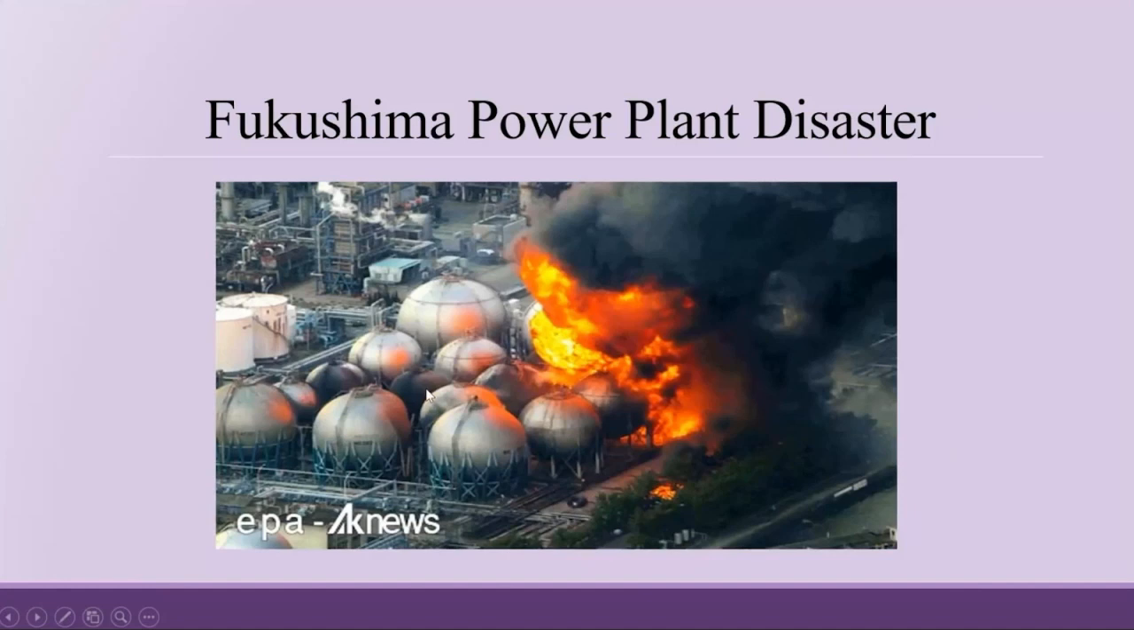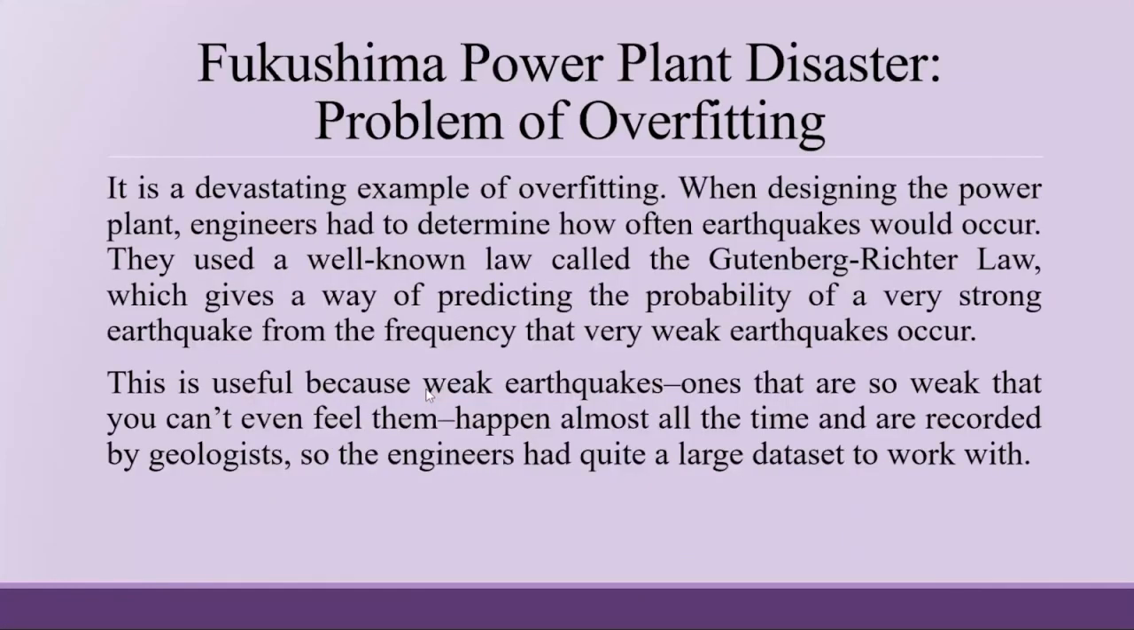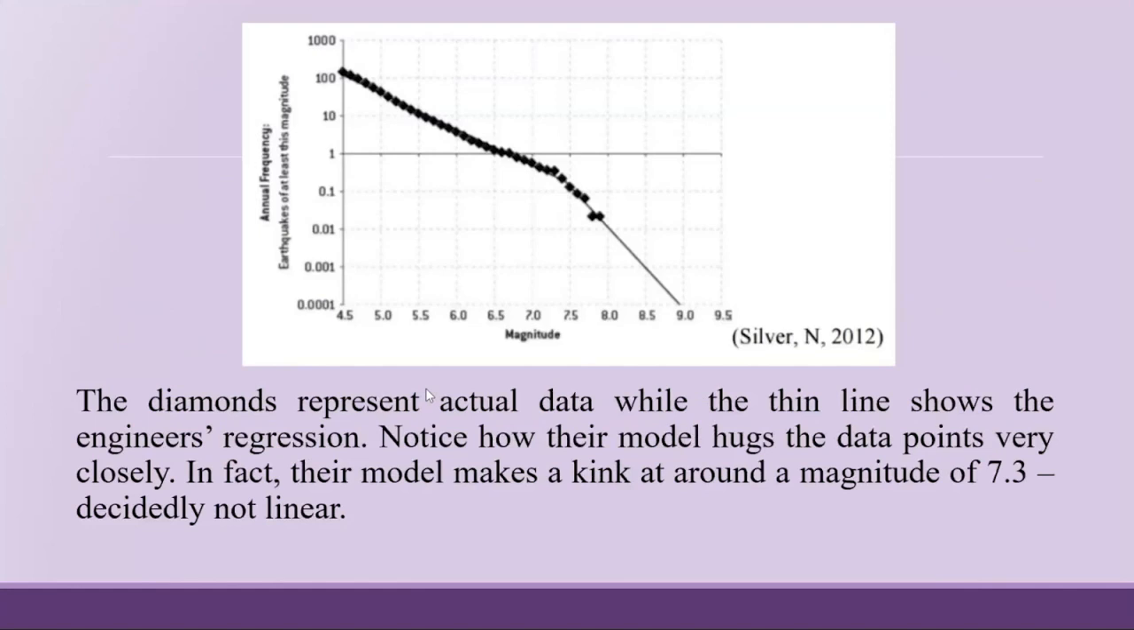Let me discuss the Fukushima power plant disaster and what the problem was. Directly, let us try to go there. This is the actual data of the earthquake magnitude. How many times has this magnitude of earthquake occurred in the past years? So 4.5, how many times? 5. That is a probability. So on this basis, they predicted that the probability of an earthquake of 7.6 or 8 occurring is very, very low.